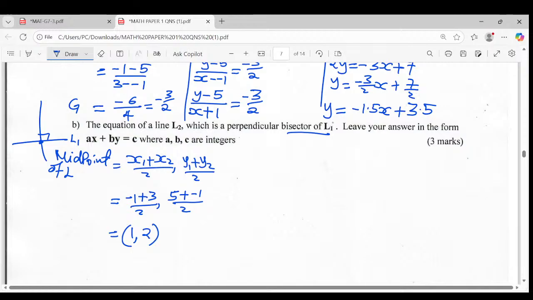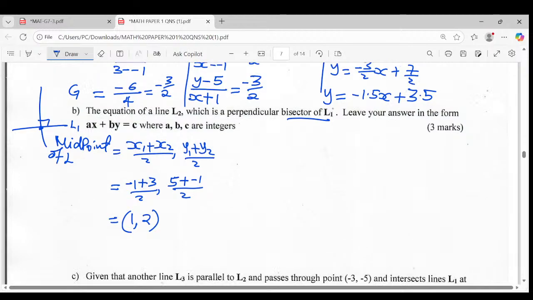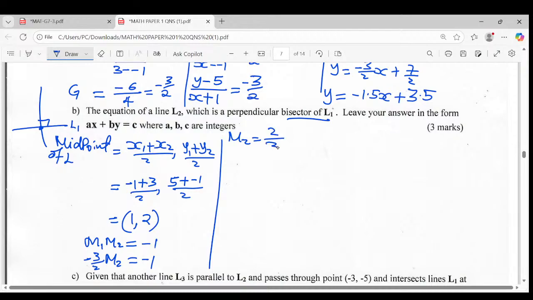Now, because the two lines will be perpendicular, hope you remember the principle that for perpendicular lines, the product of their gradients should give you -1. Because line L1 has a gradient of -3/2, when I multiply it with m2, which is the gradient of the perpendicular bisector, I should get -1. When I make m2 the subject of the formula, m2 is now going to be 2/3. That is the gradient of the perpendicular bisector.